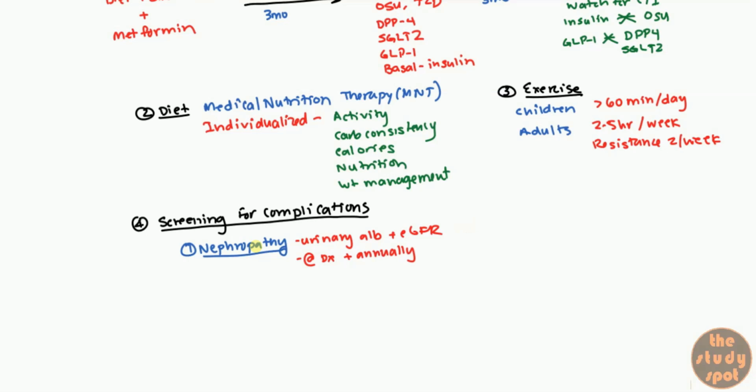So generally, you do want to start treatment as soon as the urine albumin is greater than 30, and you want to start with an ACE inhibitor or an ARB, and those tend to be renal protective.